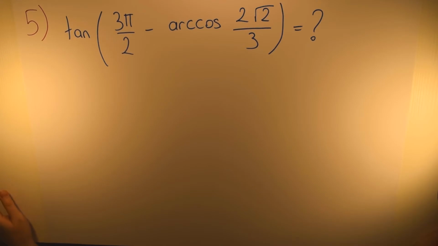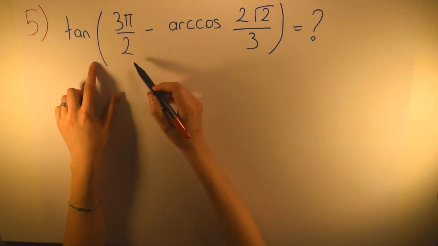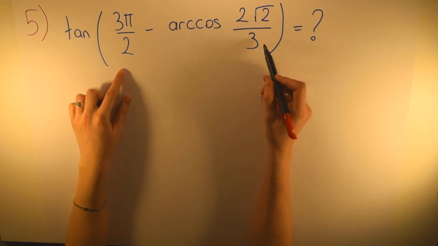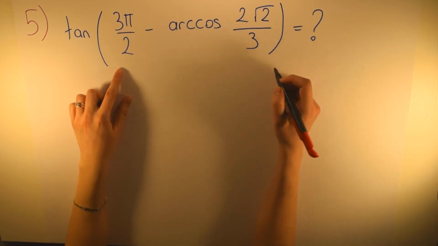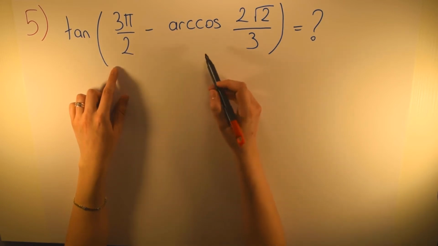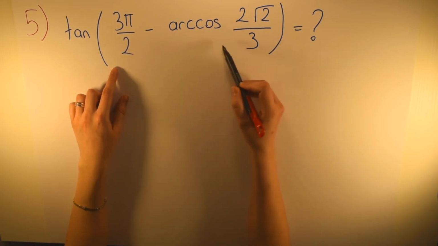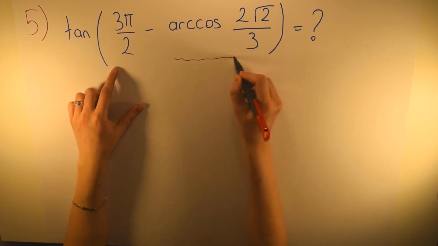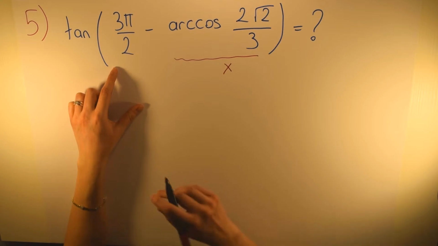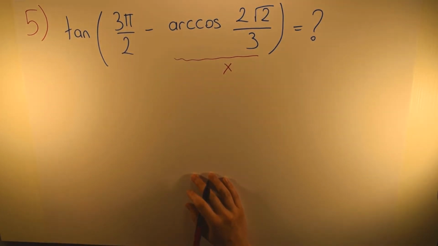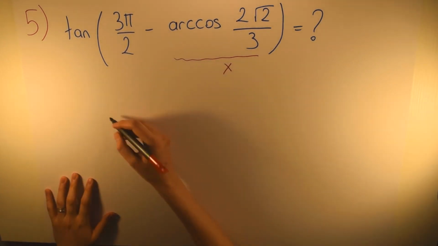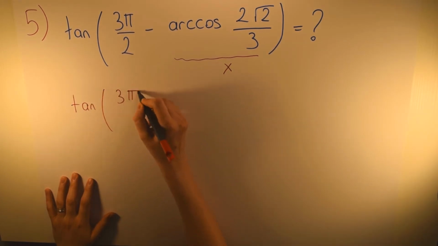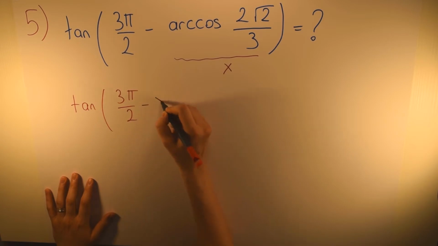On our fifth question, we have tangent 3π over 2 minus arc cosine 2 square root of 2 over 3. This is asked. So in this kind of question, when you see arc cosine, these inverse trigonometric functions, let's name this one as x. We always do that for our first step. And then let's rewrite our question. It will become tangent 3π over 2 minus x.